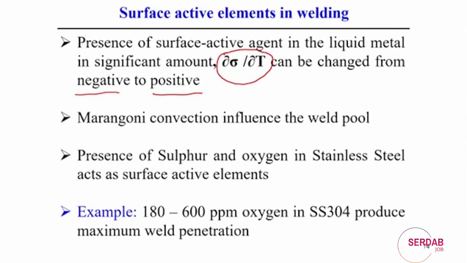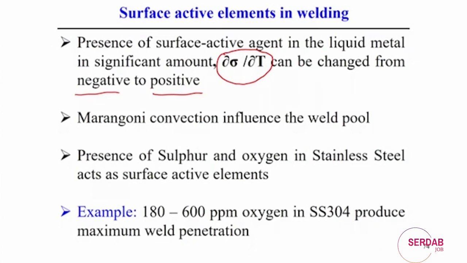One practical example of the surface active elements we observe is that 180 to 600 ppm of oxygen within the final weld pool in SS 304, that means 304 grade stainless steel, produces the maximum weld penetration with a certain specific welding condition. So, that means there may be some optimum amount of these surface active elements at which we can get the maximum benefit and achieve the maximum weld penetration.